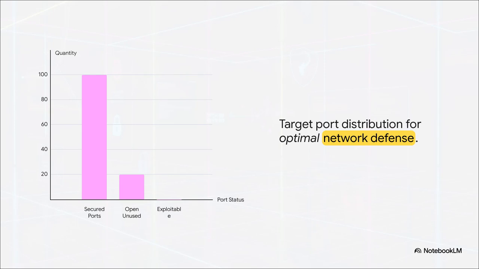When we map out the ultimate goal of network defense here, it becomes incredibly clear. You want your secured, necessary ports, like 443 for HTTPS, to be highly active and fully patched. You want your open, unused ports brought down as low as humanly possible. Honestly, if a service doesn't need to be running, you just shut the door. And most importantly, those exploitable ports, they absolutely must be at zero, no exceptions.